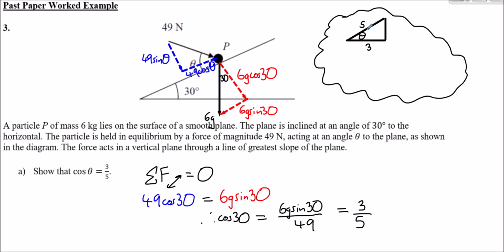Now this is also, as you can hopefully spot, a Pythagorean triple. If that's 3 and that's 5, this side would have to be 4, because 3 squared plus 4 squared gives 5 squared. So although we've worked out cos theta, we've also worked out what sine theta is. So cos theta is 3/5. Sine theta would therefore be opposite over hypotenuse, which is 4/5. So that's worth just bearing in mind for maybe part B and part C, which we'll look at now.